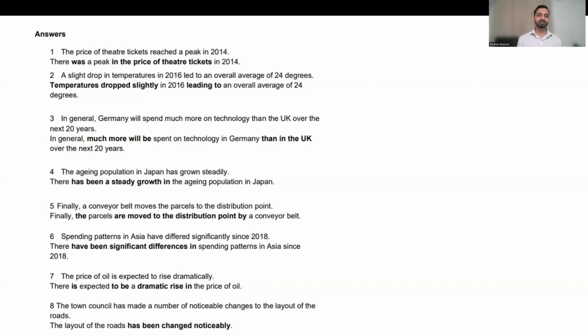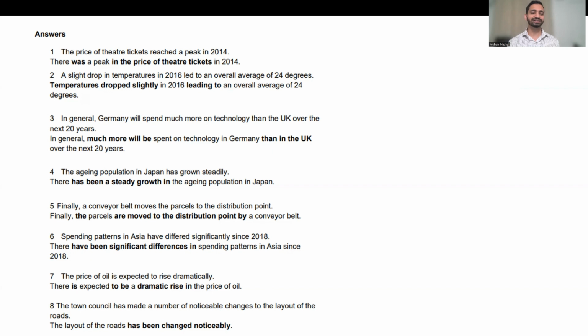The aging population in Japan has grown steadily. There has been a steady growth in the aging population in Japan. Finally, a conveyor belt moves the parcels to the distribution point. Finally, the parcels are moved to the distribution point by a conveyor belt. Spending patterns in Asia have differed significantly since 2018. There have been significant differences in spending patterns in Asia since 2018.